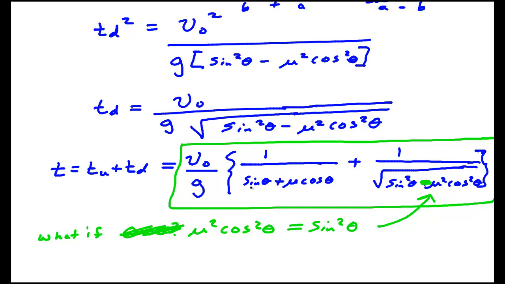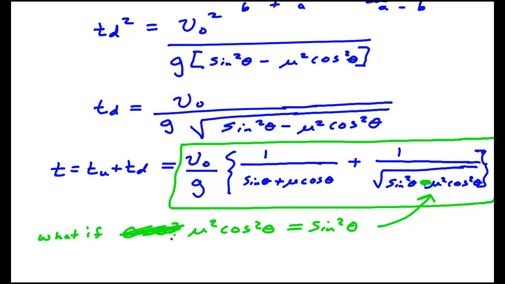Well, this term is okay, but if this term here happens to be equal to that term, we get the square root of 0 in the bottom. And that means that this time goes to infinity. Now, why is that? While the block is guaranteed to slide on the way up, it's not guaranteed to slide on the way back. If the friction is sufficiently high, the block will go up and stick.